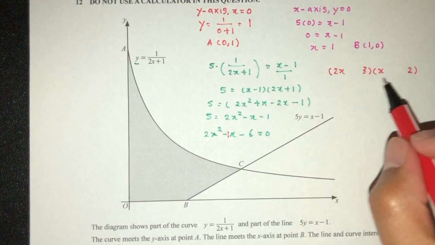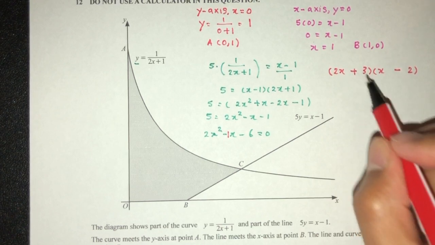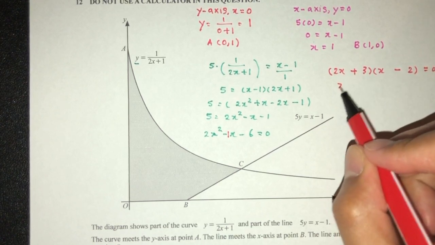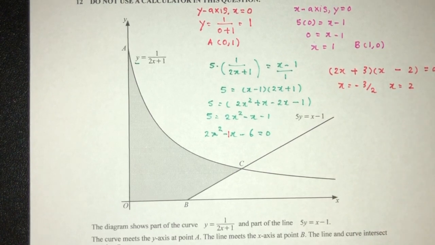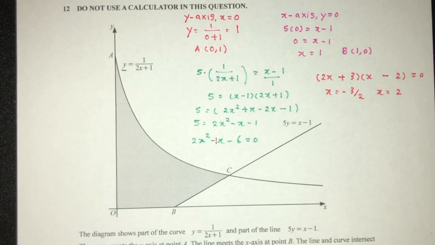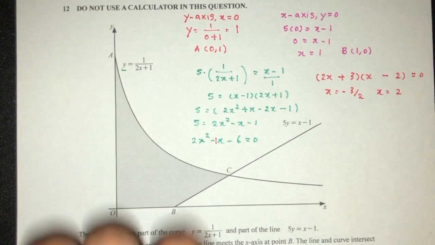So minus 1 will be minus 4 plus 3 to get that value. So x will be minus 3 over 2. Or x will be the value of 2. Again, if you guys don't know how to factorize, just use your formula. You can just solve that to find the values of x.